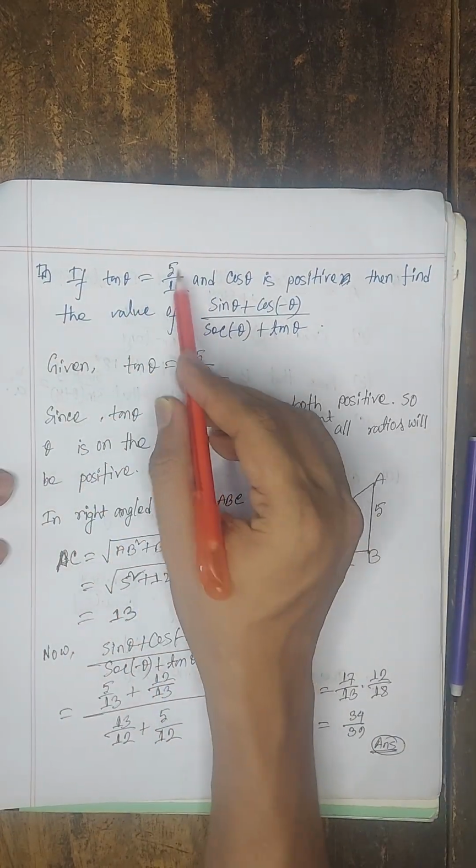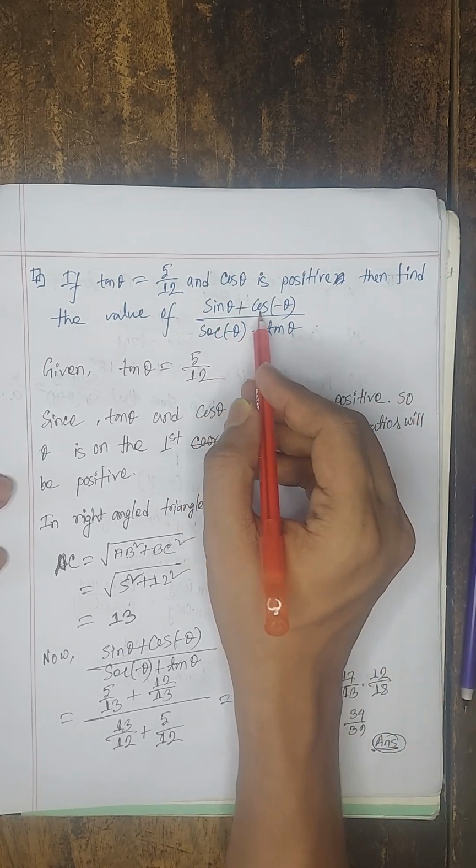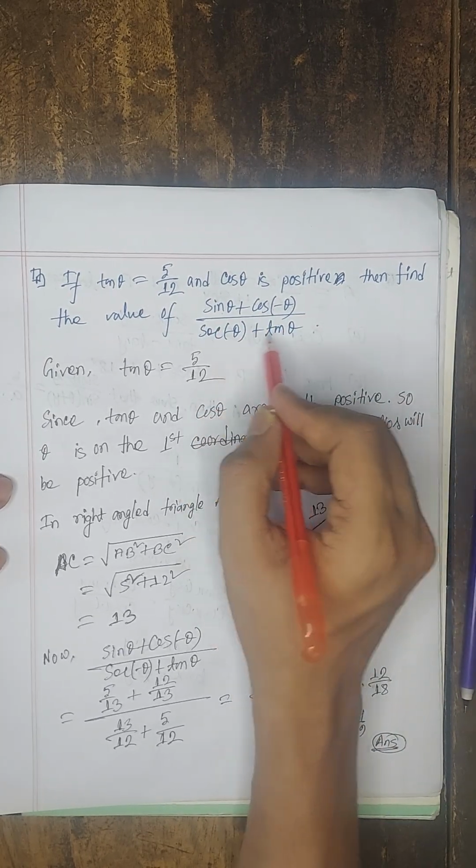Next problem. If tan theta is equal to 5 by 12 and cos theta is positive, then we have to find the value of sin theta plus cos minus theta divided by sec minus theta plus tan theta.